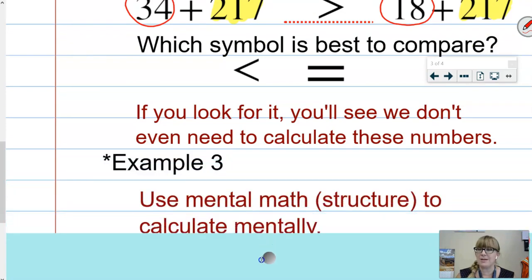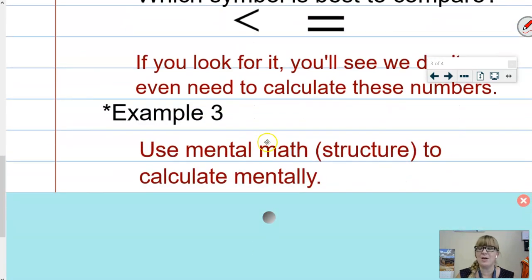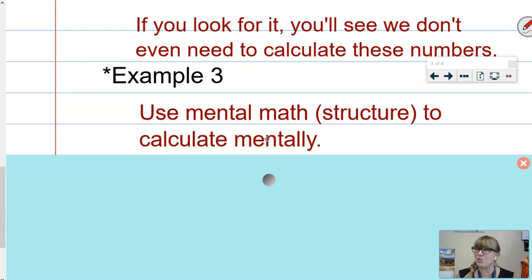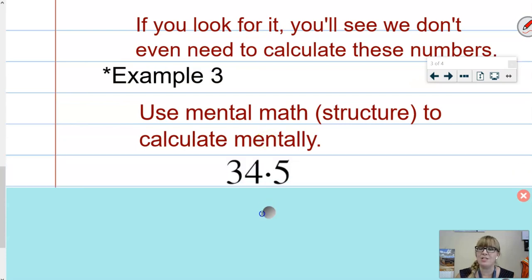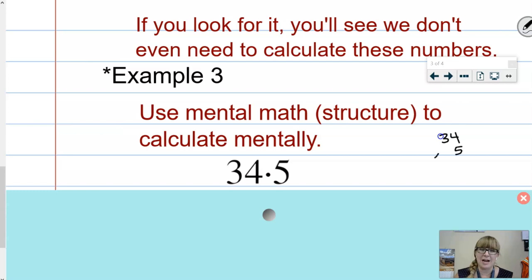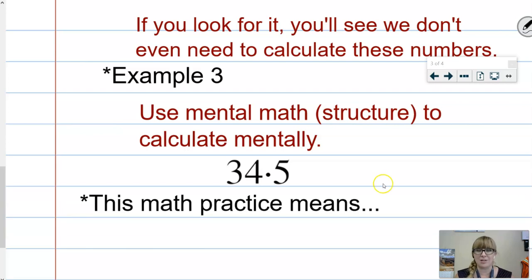Here's example 3. I want you to use mental math. That means that we're using the structure of mathematics, and I want you to mentally calculate 34 times 5. Now, when I say mentally calculate 34 times 5, I don't mean do the standard algorithm in your head. I don't want you to stack it. I don't want you to think about doing this and carrying the 2. That's not what I have in mind. How can you mentally figure out 34 times 5 without using a calculator?